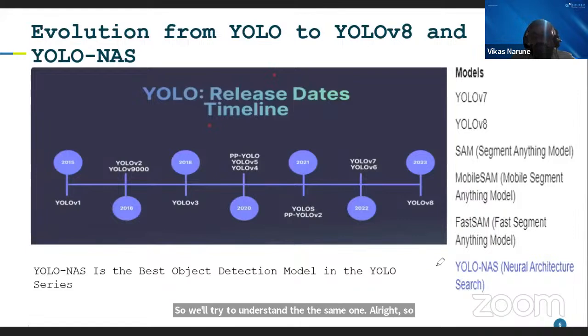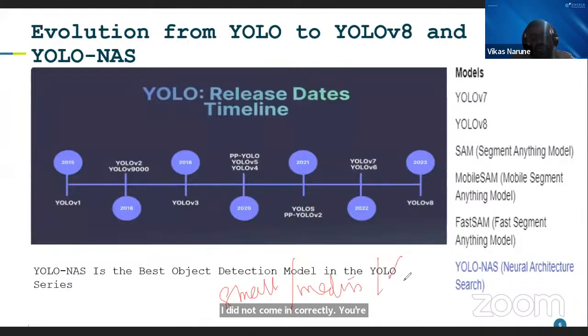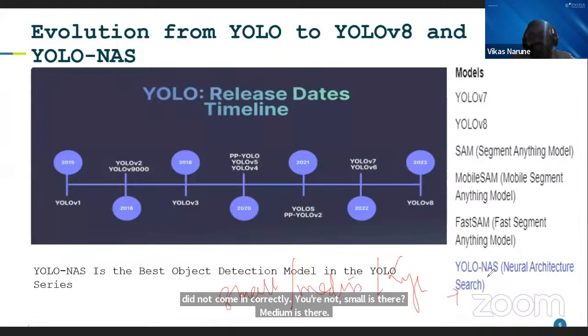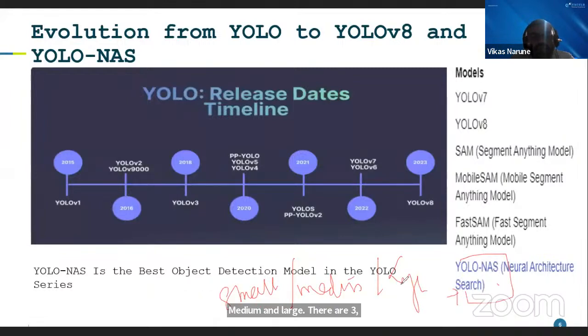YOLO NAS variations: three models are there. Like I told you, one model is YOLO NAS small, then medium and large. There are three variants for YOLO NAS. We'll try to understand the large one, the XL one. We'll try to understand this one.